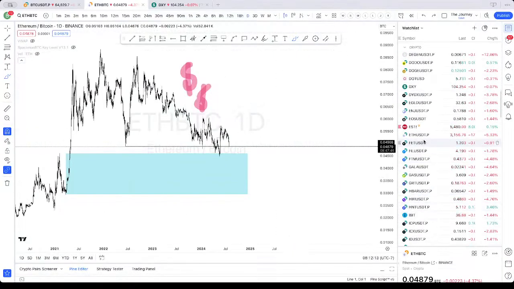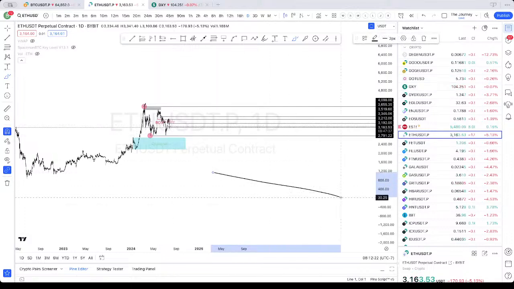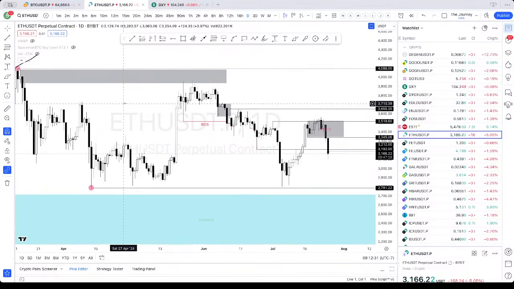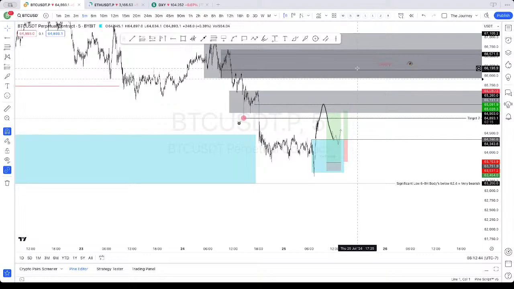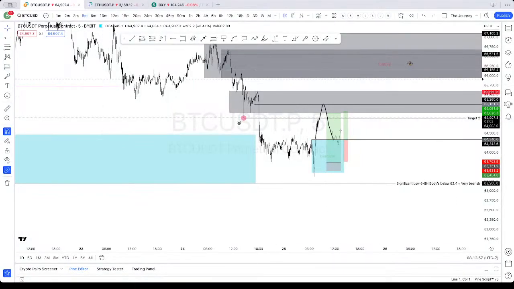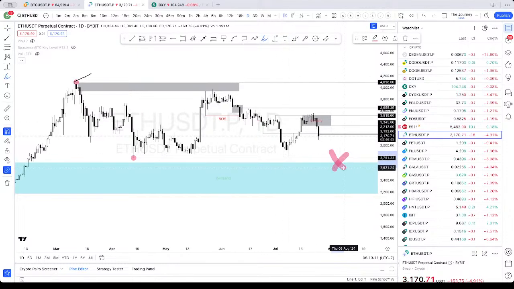Now let me go back to the ETH chart. I should have favorited that other one. Man, I don't know. I'd have to really think on that one, because I feel like ETH needs these areas, and so it would have to.